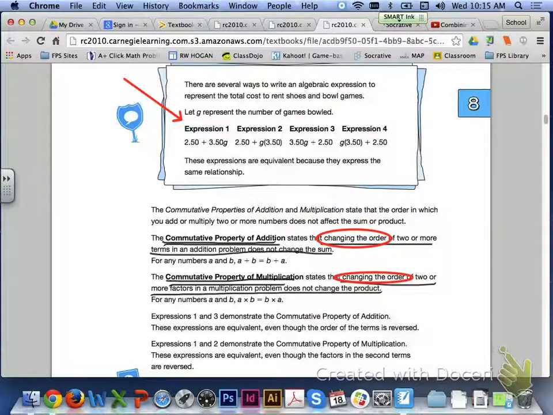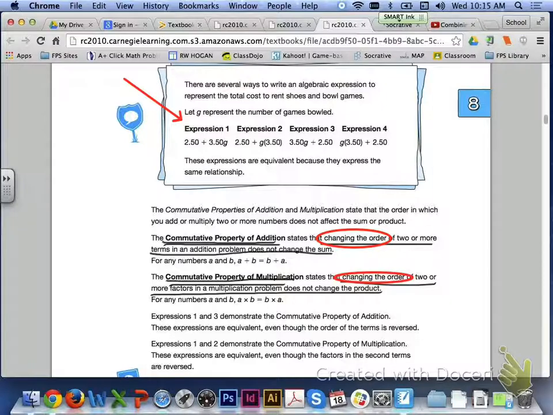Let's take a look at the top of page 541. It says that there are several ways to write an algebraic expression to represent the total cost to rent shoes and bowl games. Let G represent the number of games bowled. So if we take a look at expression 1, 2, 3, and 4, you can see, like it says, that there are multiple ways. These expressions are equivalent because they express the same relationship. The commutative properties of addition and multiplication state that the order in which you add or multiply two or more numbers does not affect the sum or the product.